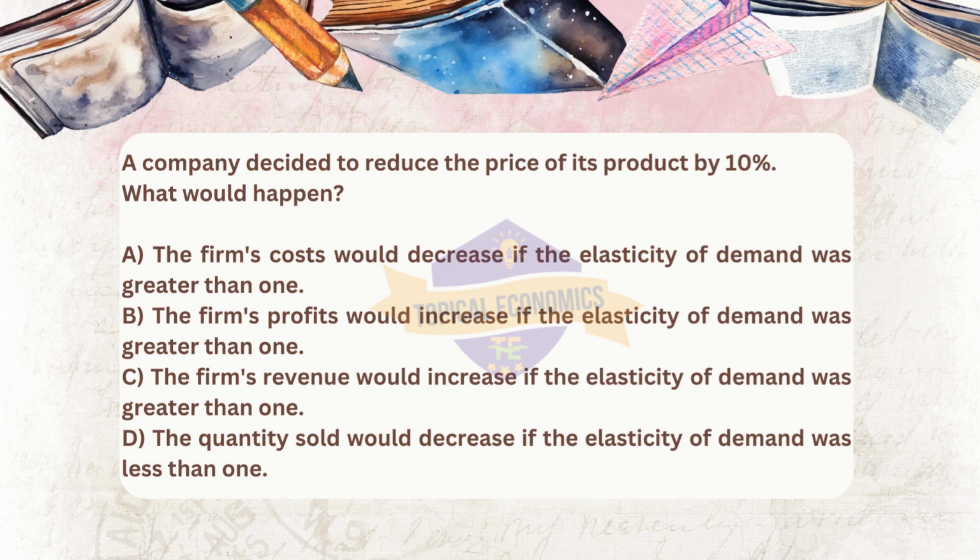Total revenue is equal to price multiplied by quantity demanded. If a company reduces the price of its product by 10% and the demand is elastic, greater than 1, the percentage increase in quantity demanded will be larger than the percentage decrease in price, leading to an increase in total revenue. Therefore, option C correctly states that the firm's revenue would increase if the elasticity of demand was greater than 1.